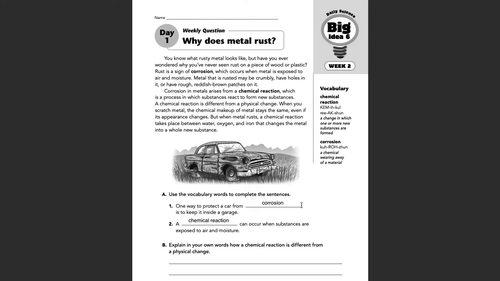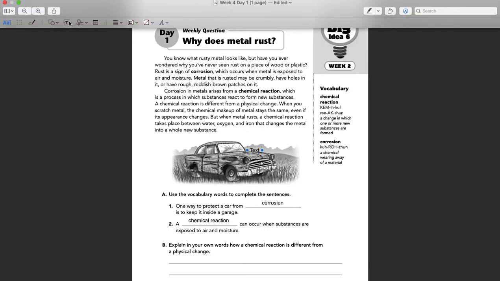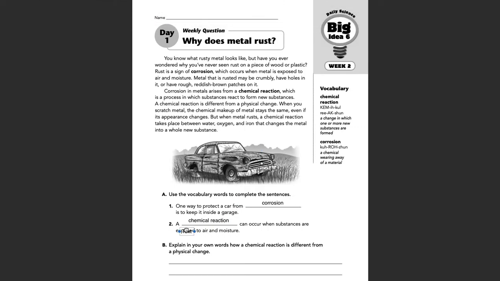Part B wants us to explain in our own words how a chemical reaction is different from a physical change. Okay, so to start this off, we can say physical change is where physical appearance changes, but the chemical makeup stays the same.